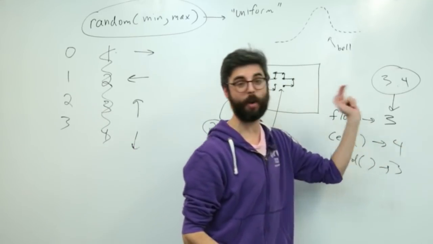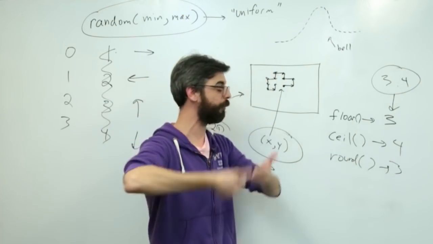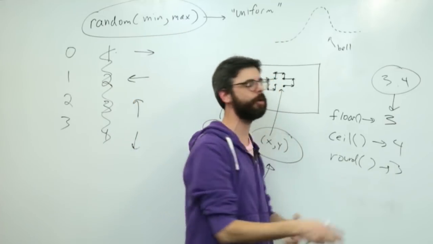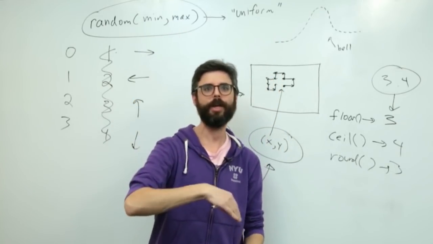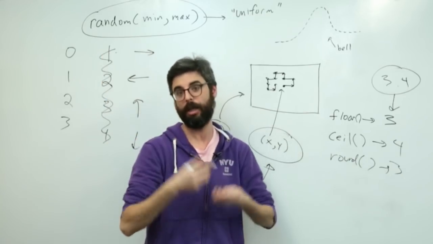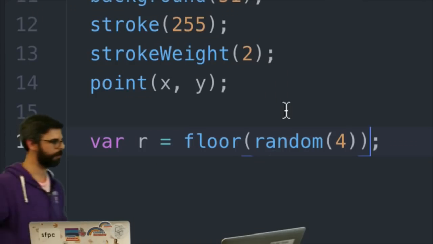Ceiling, no matter what it is, whether it's 3.9 or 3.1 or 3.2, goes up to the nearest integer. So floor goes down to the nearest integer, ceil goes up to the nearest integer, and then round rounds it. So 3.4 becomes 3, 3.6 becomes 4. It goes up or down depending on which is closer. Okay, so floor is going to be useful for me here.